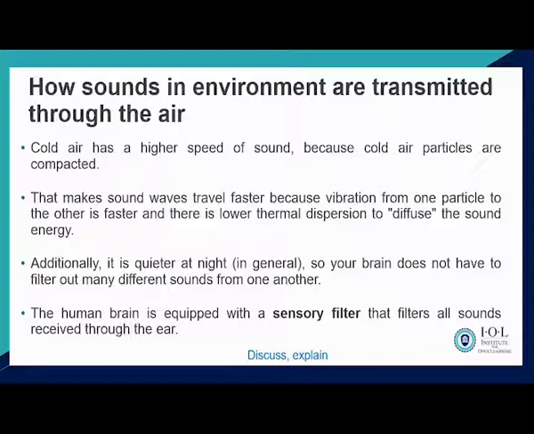The human brain is equipped with a sensory filter that filters all sounds that are received through our ears. All the sounds that we hear, you can actually filter them out. Sometimes you hear that there are so many sounds, but you may just filter out the one that you actually want to listen to.